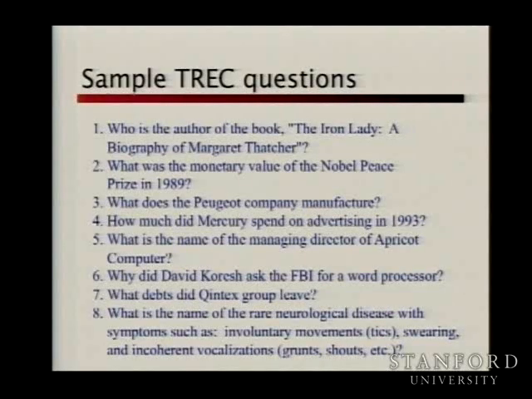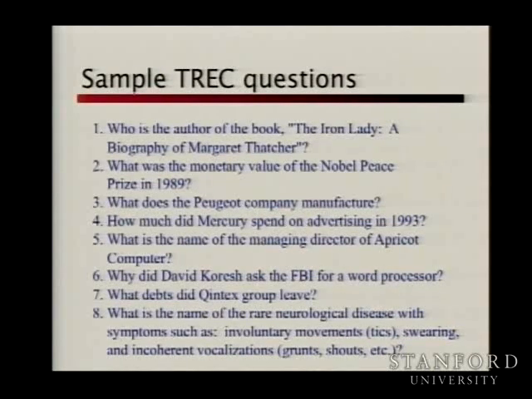If you look at these questions, the majority of them are what have come to be called in this community factoid questions. They're questions that have a very clear answer, which is a simple thing: the name of an author, a monetary amount, another monetary amount for advertising. And that kind of question has been the one that has dominated a lot of this work.